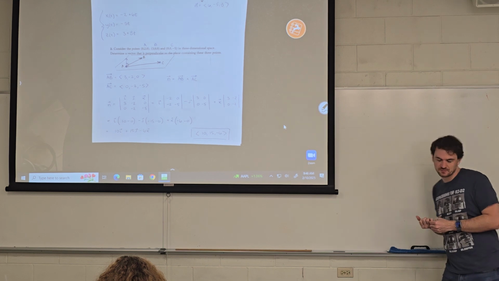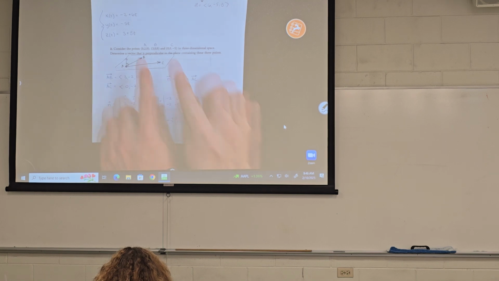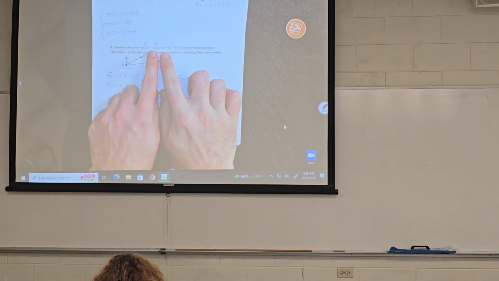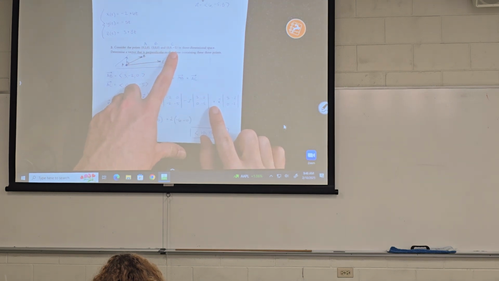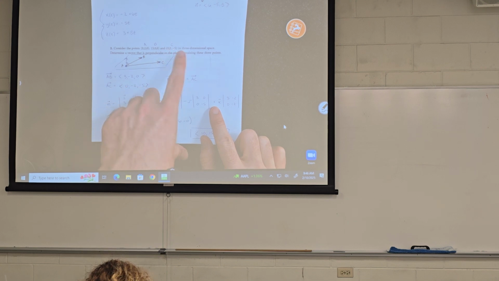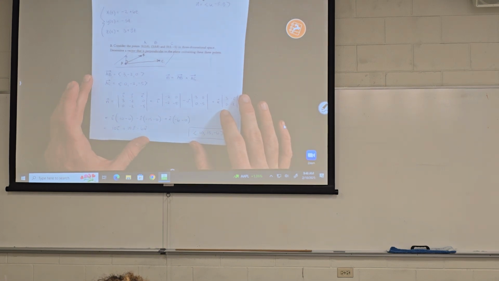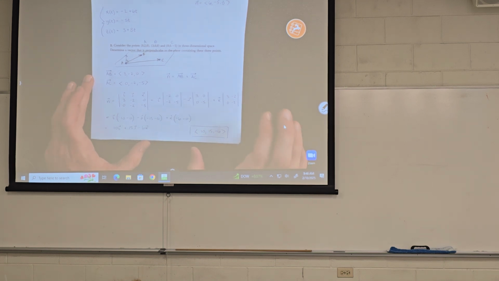Talking about 2. So 2 says consider the points, and it just gave me 3 ordered triples here. It didn't call them anything, so maybe to help myself stay organized, I'll call them A, B, and C. So consider these points in 3-dimensional space. Determine a vector that is perpendicular to the plane that contains the 3 points.